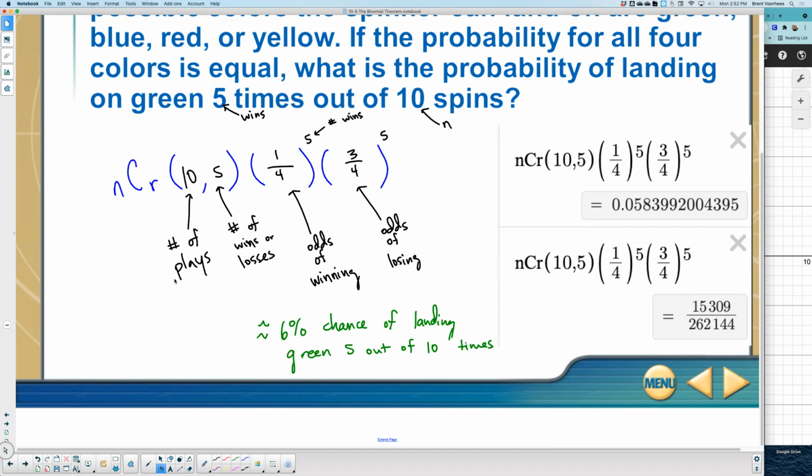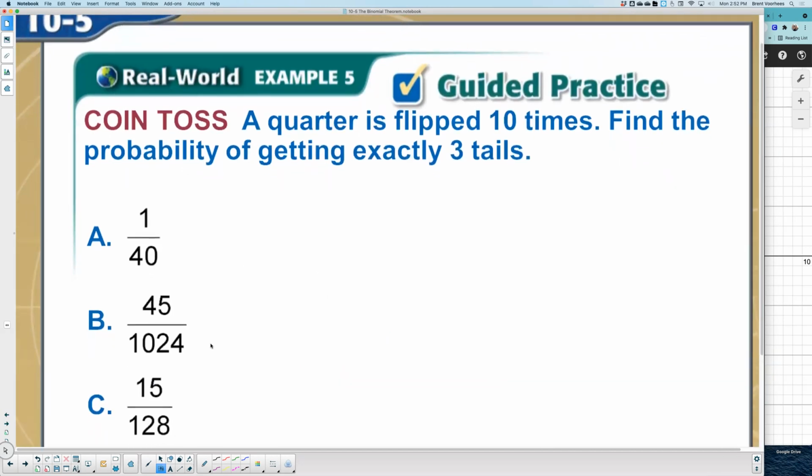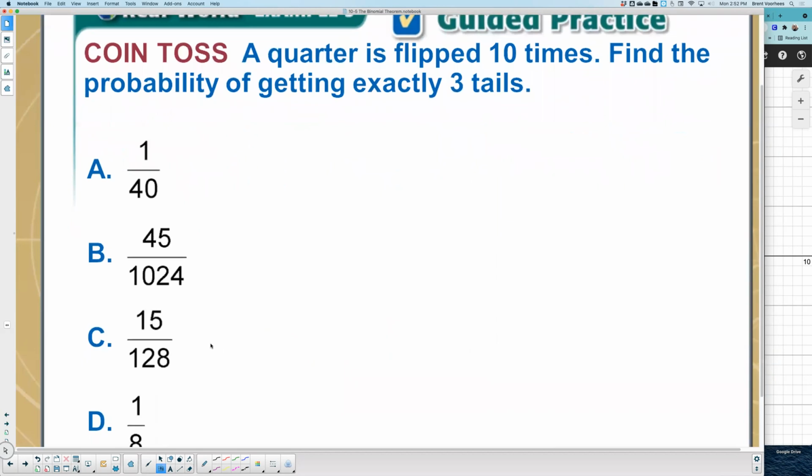All right, your DOL. I'll let you try example number 5 here. DOL number 5.